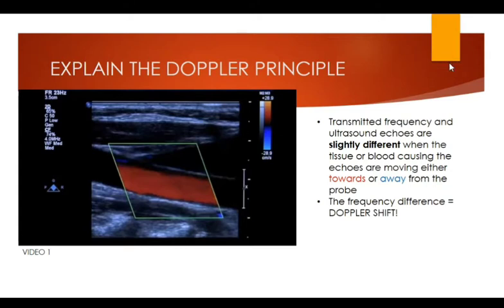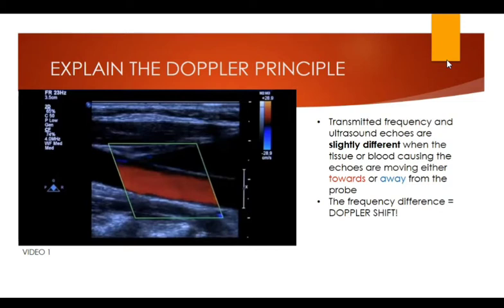So basically, picture a probe in your mind, and that probe sends out a sound. And that sound has a frequency. When that sound hits moving tissue or moving blood in your body, the returning echo is different. And the difference between the original sound sent out by the probe and the altered returning echo of that sound as it bounced off something moving is called the Doppler shift. So the frequency change between your original frequency and that returning echo is called the Doppler shift.